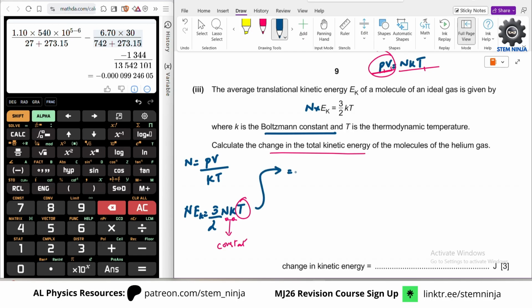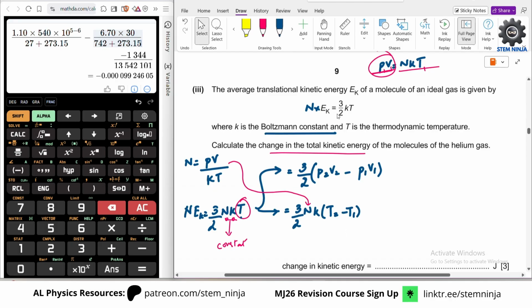So we can do 3/2 (P2 V2 minus P1 V1). You can also do it this way. You can also do it by finding 3/2 using the same N that you calculated over here, Nk(T2 minus T1). Now let's try both of these methods and see whether we get the same answer or not.